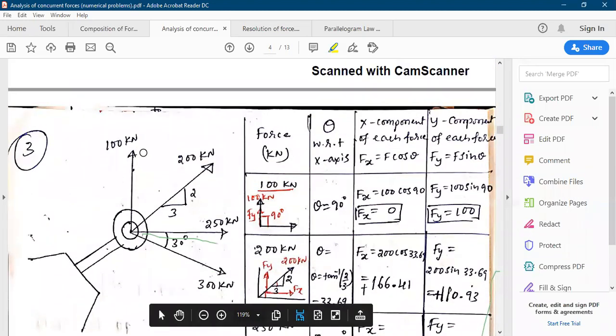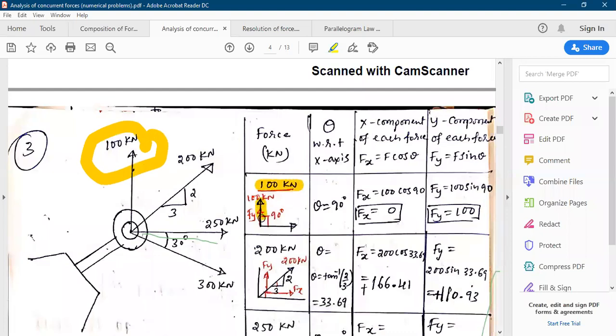Consider the 100 kilonewton force. Check how the force is acting. It is acting along the y direction. The angle of inclination is 90 degree. Fx is equal to F cos theta. Theta is 90 degree, cos 90 is 0, so its x component is 0. It is acting upwards. Similarly, Fy is positive 100 sin 90, with theta inclination with respect to x-axis being 90 degree. Sin 90 is 1, and 1 multiplied by 100 is 100.